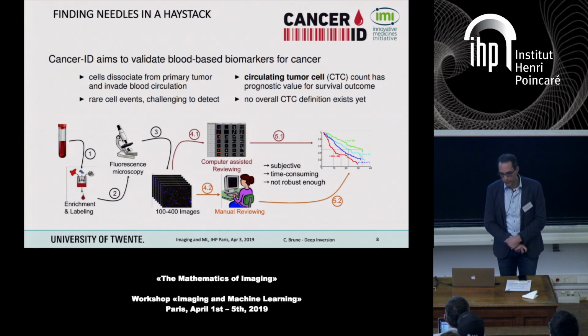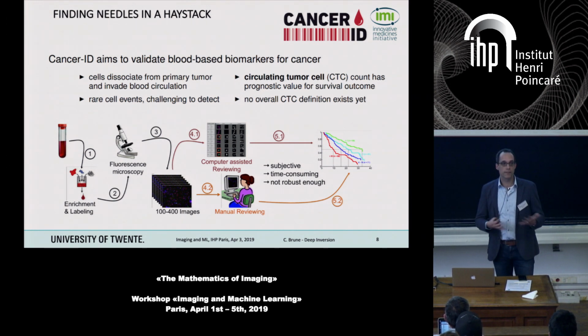It's also an EU project where we've tried to find needles in haystacks. So we take blood samples of patients and we try to identify where the cells are, and we want to classify them and, optimally, even sort them to make clear predictions about the patient. So how much time is left, how strong should the therapy be, and so on.